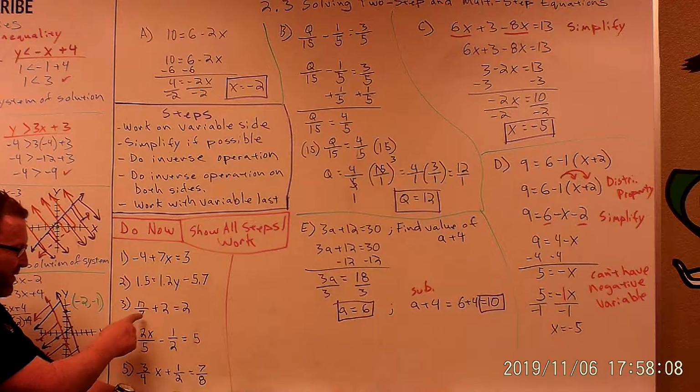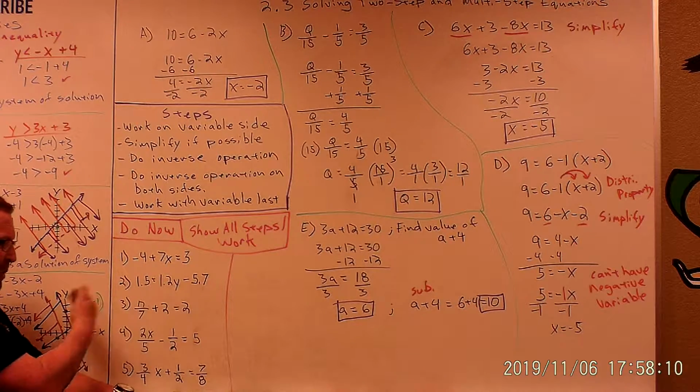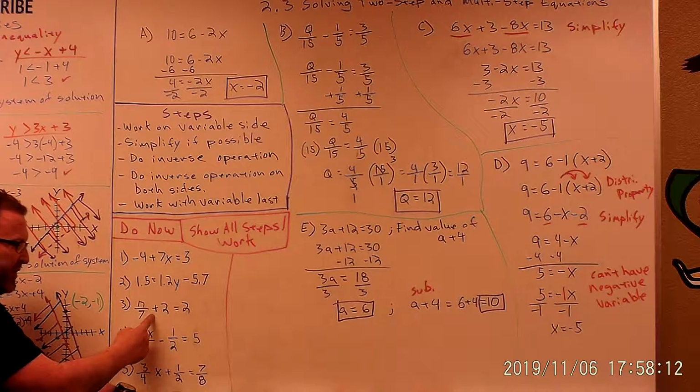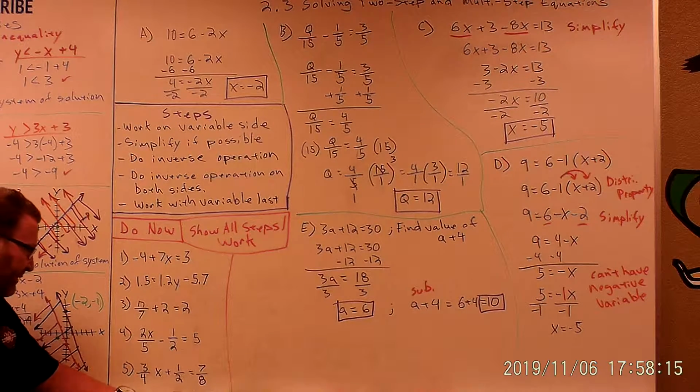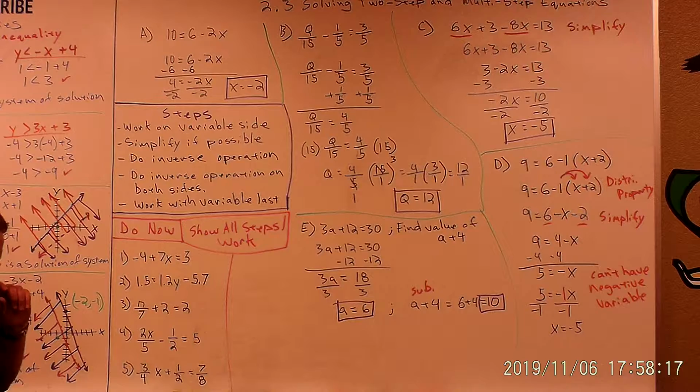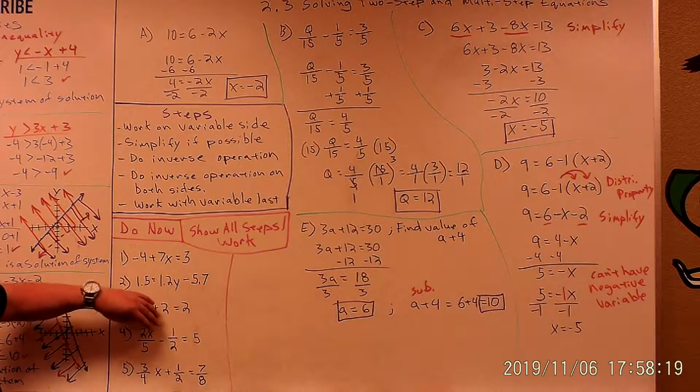This one right here, n over 7 plus 2 equals 2. We're working on the variable side. We're going to subtract 2 from both sides, and then we're going to multiply both sides by 7. That's going to get the n by itself.